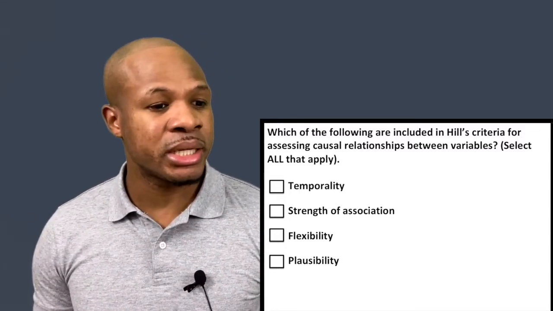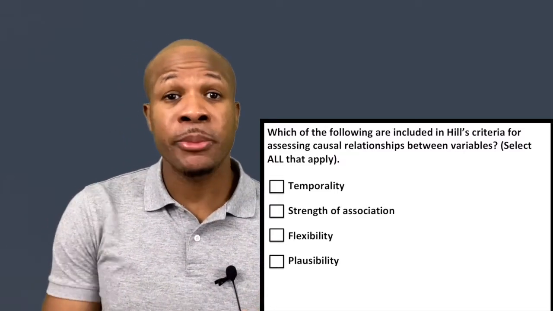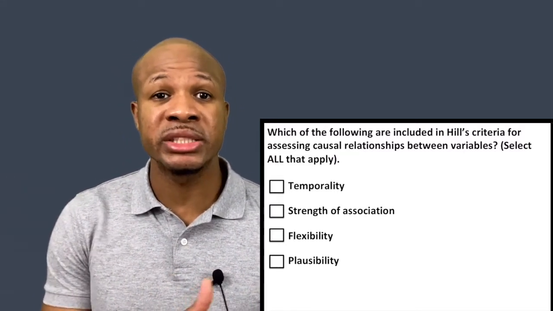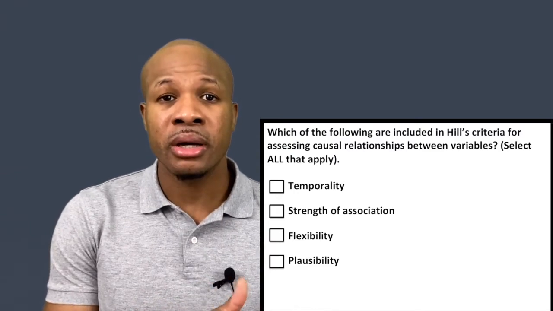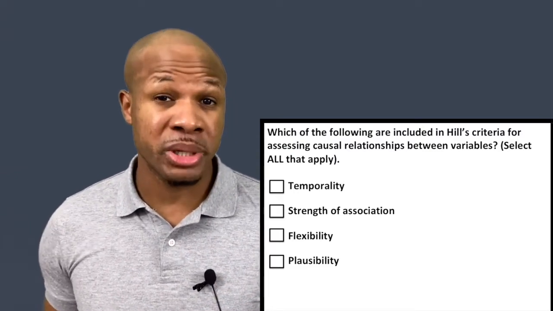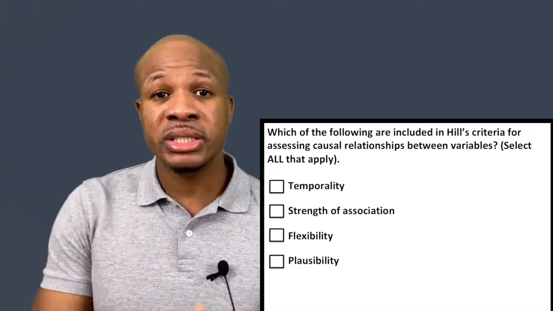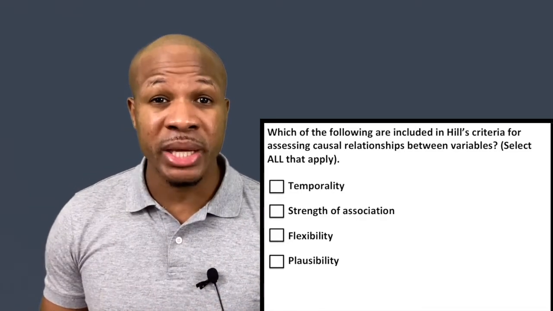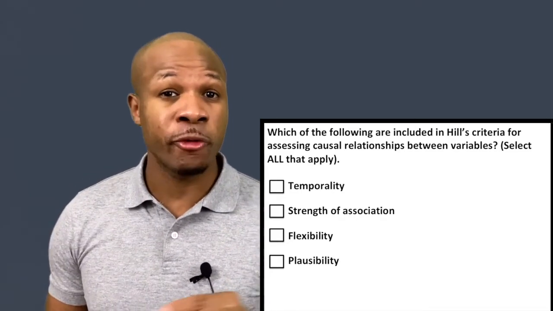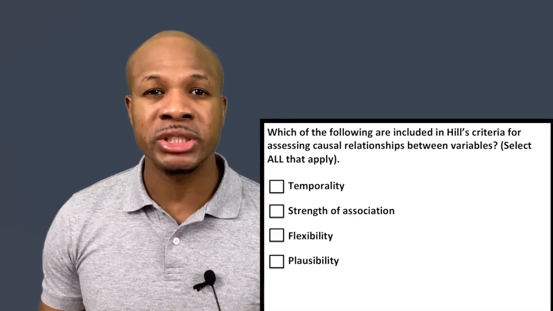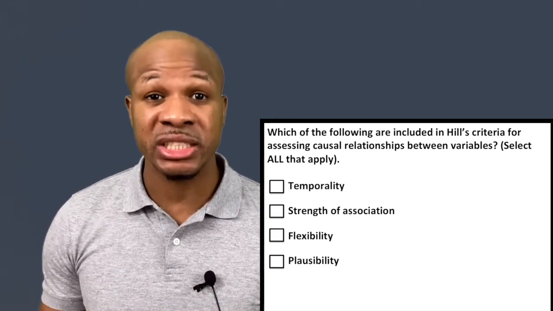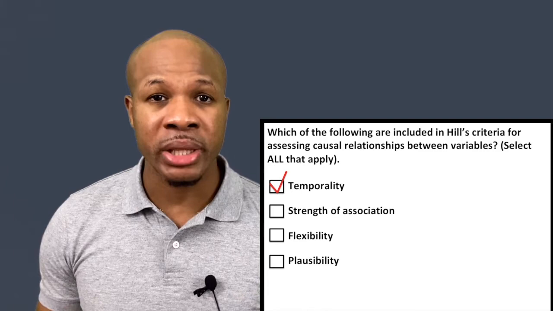Answer choice A says temporality. Temporality means that there has to be a temporal relationship between the cause and the effect, which is true, right? Because if you're going to say that A causes B, I need to make sure that I see that A came before B. So you need to make sure that the principle of temporality is satisfied, and that will definitely be a correct answer choice.